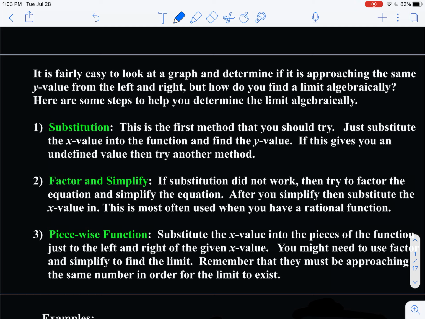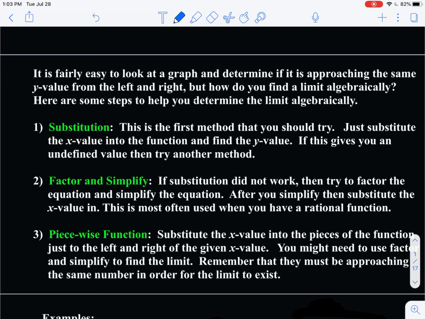Today's notes are on limits algebraically. It's fairly easy to look at a graph and determine if the left side and the right side are approaching the same y value, but when you're looking at a function, it's not so easy. We do have some strategies though.